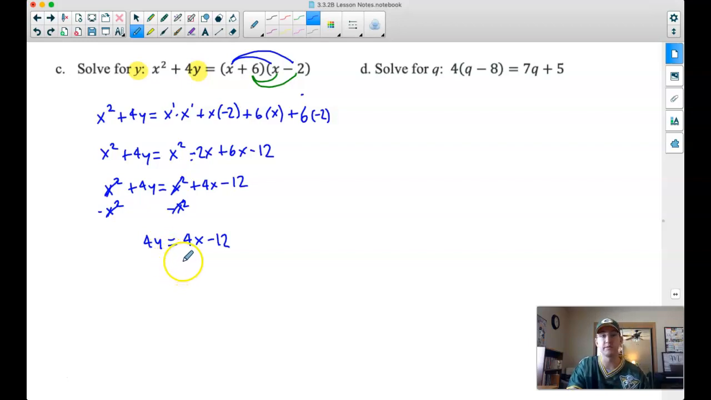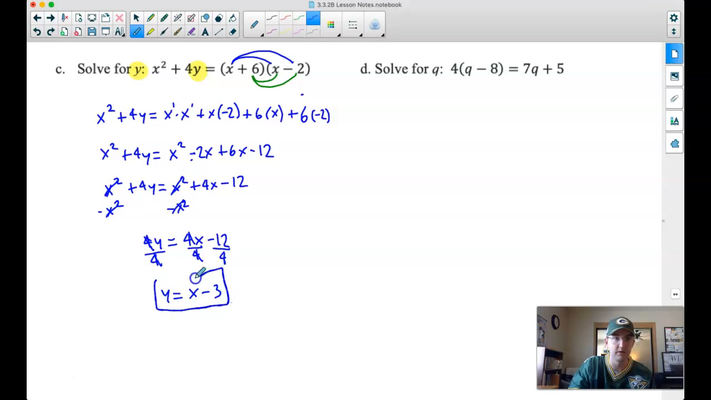So again, we have 4 times y. So if we want to undo multiplication to get that y by itself, we have to divide everything by 4. So divide 4x by 4, divide negative 12 by 4. So then the 4's cancel here, 4's cancel here. Then negative 12 divided by 4 is negative 3, so y is equal to x minus 3. So again, we just solved for y. Y is all by itself, so y is equal to x minus 3.